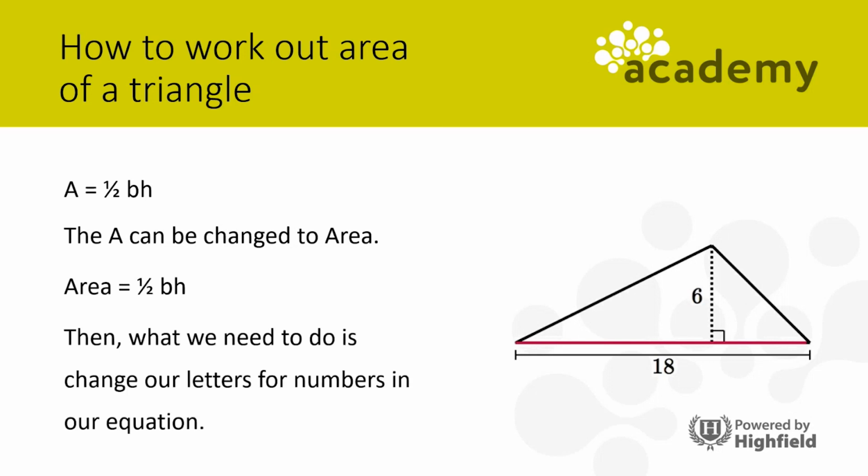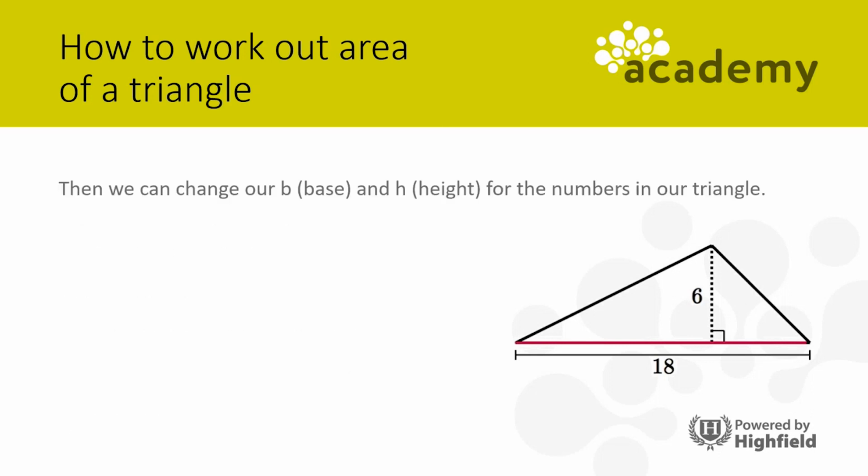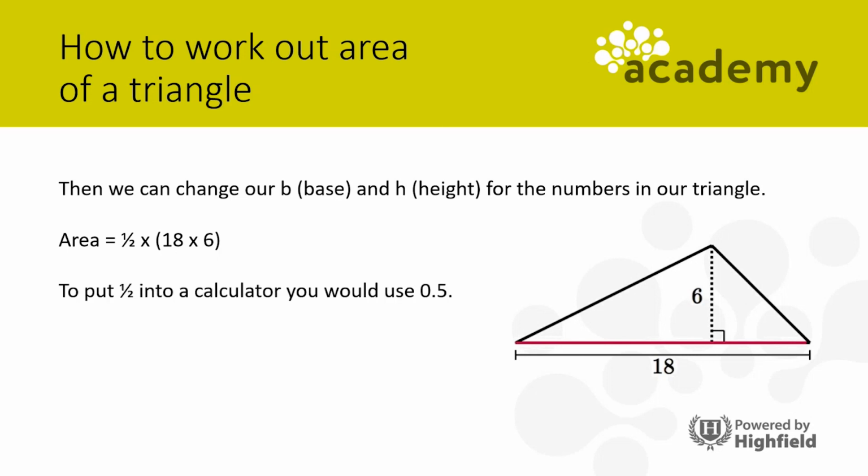And then what we need to do is change our letters to the numbers in our equation. Then we can change our B, which is the base, and our height for the numbers in the triangle. So area equals half of 18 times 6. To put half into a calculator, you would use 0.5. Area equals 0.5 times 18 times 6, which is 54.